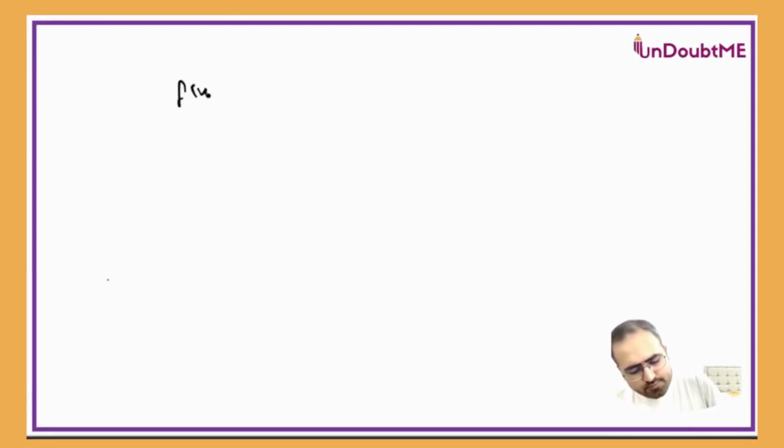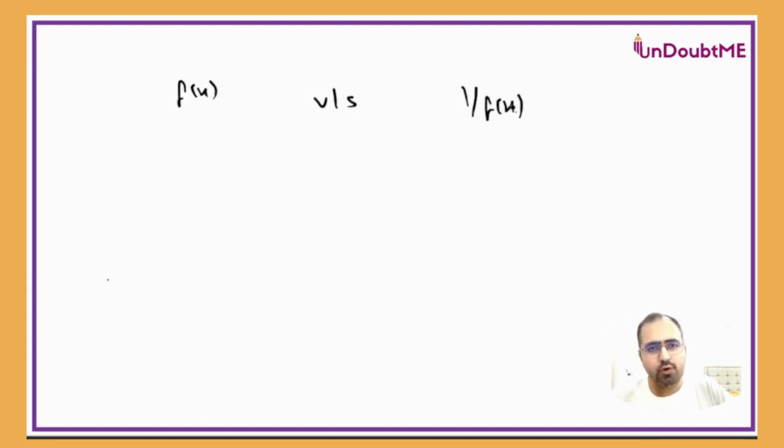f(x) versus 1 over f(x). What are the differences? What do we have to consider?